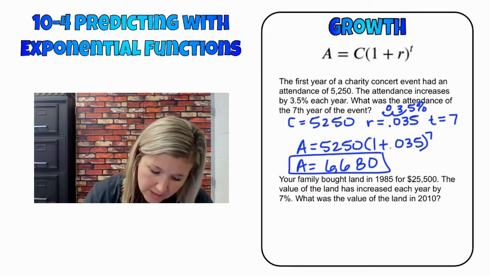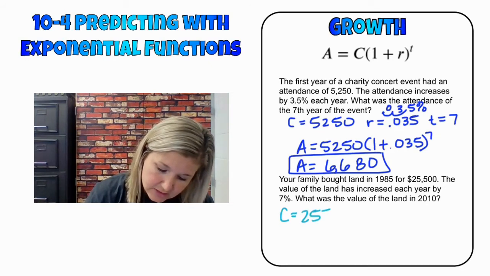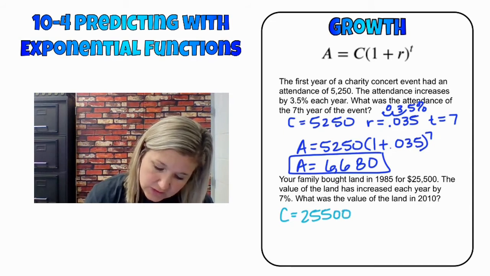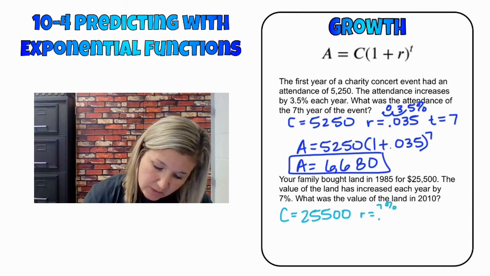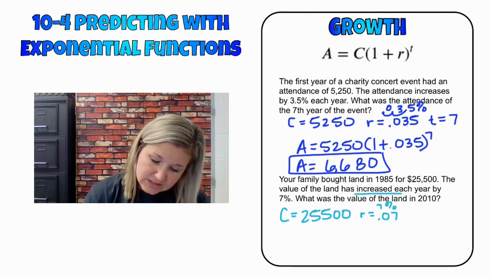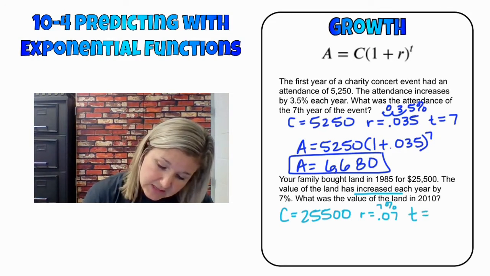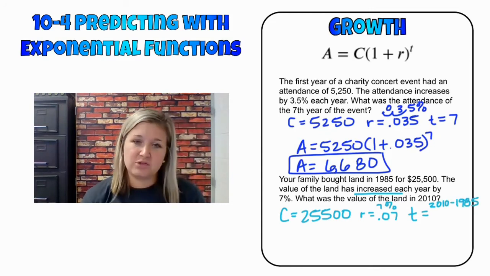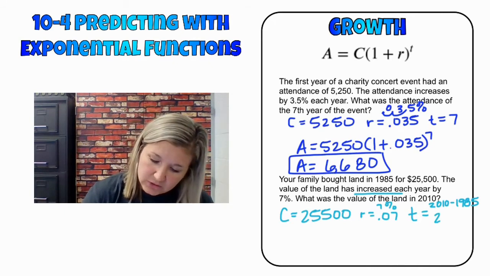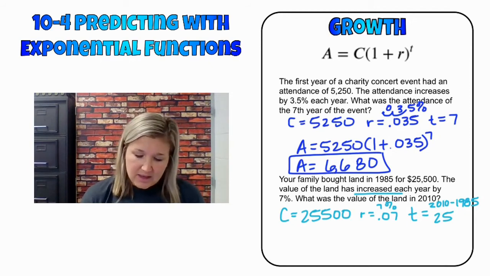So my beginning amount was the purchase price, which was $25,500, and then the rate is 7%, which is going to be 0.07, and it's increasing. That's how I know it's going to be a plus. And then T is going to be 2010 minus 1985. So I'm going to find out how many years are in between there, and that's going to end up being 25. Okay, so after 25 years, what's that value of the land?